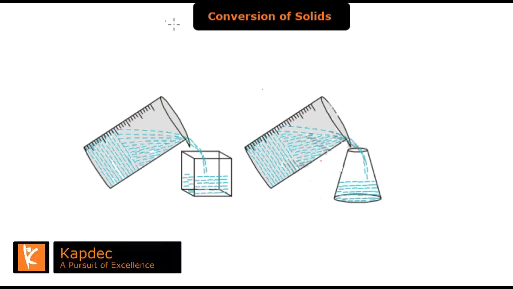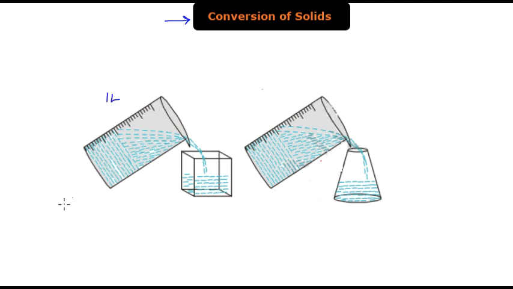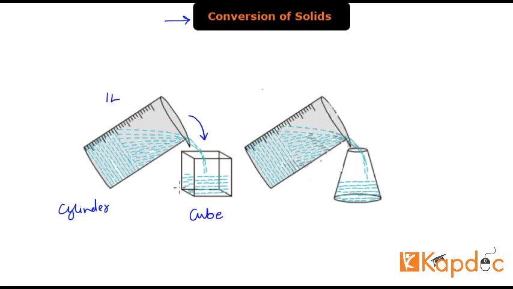Conversion of solids. That is what we are going to learn today. So let me run a very simple experiment. Let's say you take 1 liter of water, and let's say this is my cylinder in which the water is at this moment. And then you are pouring this water into a container, and the shape of that container is a cube.